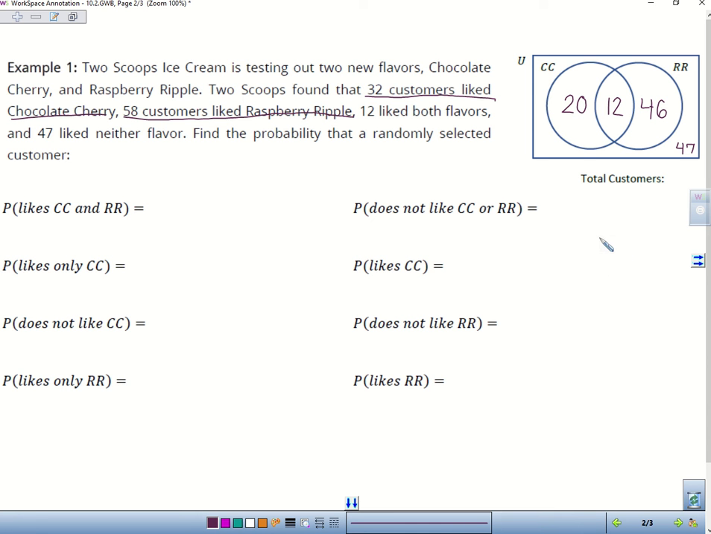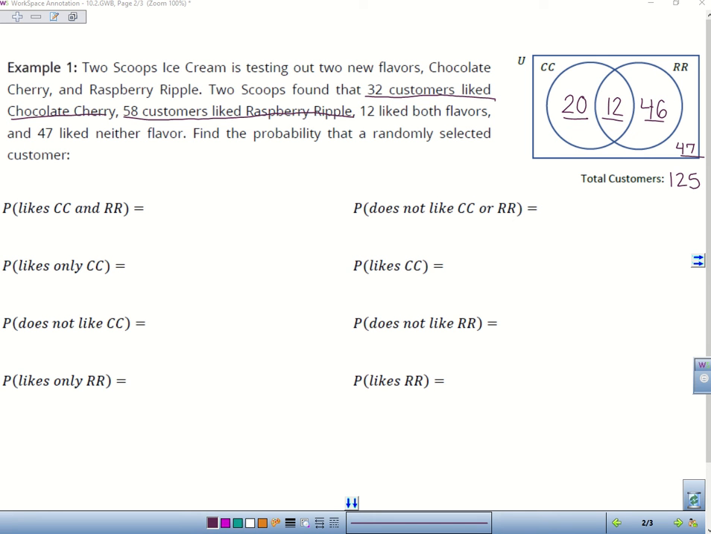Okay. So now we're going to figure out how many customers were surveyed in total, and you can figure that out by adding up these 4 numbers together. Which means there's 125 customers surveyed. So the reason we want to count it after we set up the Venn diagram and not prior is because you don't want to double count that 12.